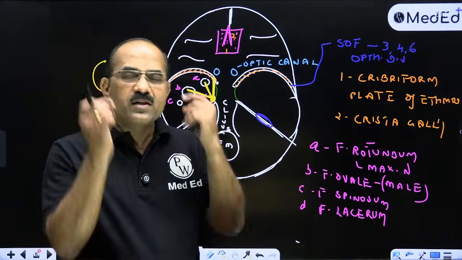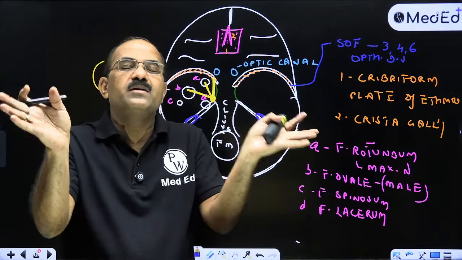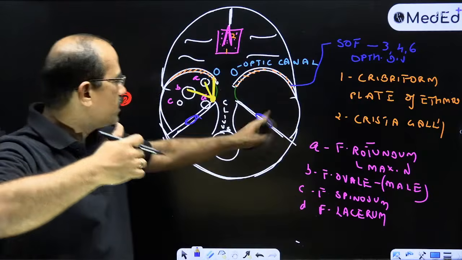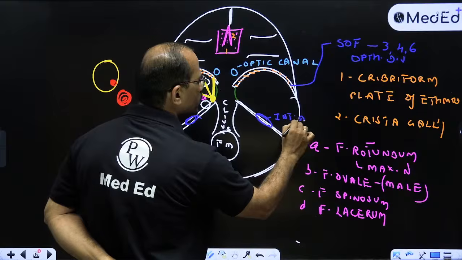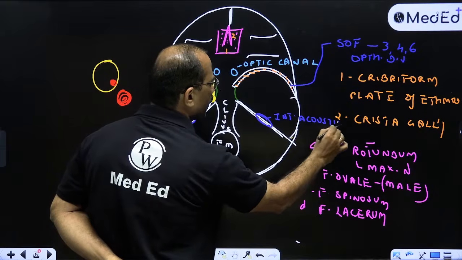Okay, so what is this foramen? अगर यहाँ से अपन अंदर जाते, we go inside the ear. So this foramen is known as the internal acoustic meatus.